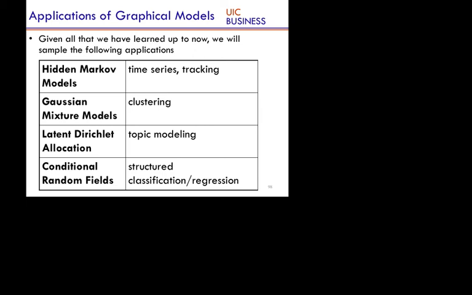Conditional random fields are again, they can be used for classification and regression, but they are better tools to use than your regular SVM. In a sense, they are a strict superset of SVMs, for example.